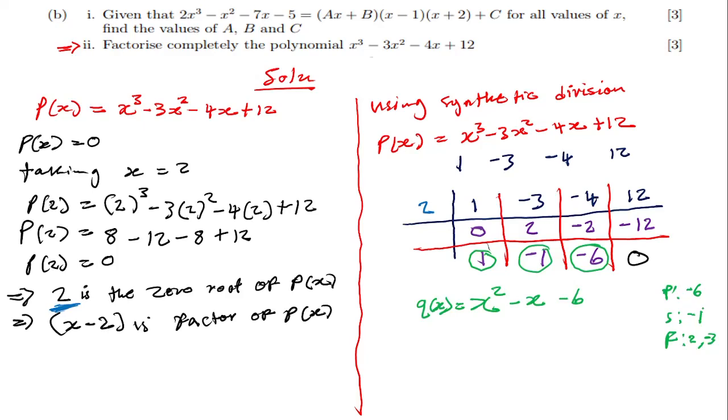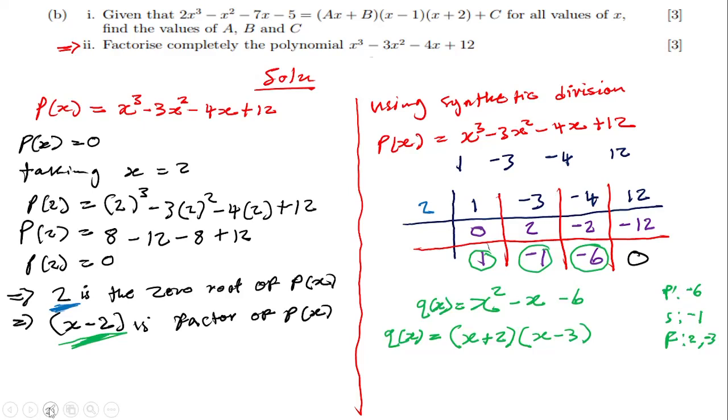So if you factorize Q of x, since here the coefficient of x squared is 1, you don't have to stress. You're just going to say x plus 2, and then open bracket, x minus 3. Okay, so these are the two factors you have found. Remember, we also had another factor here, which is this one.